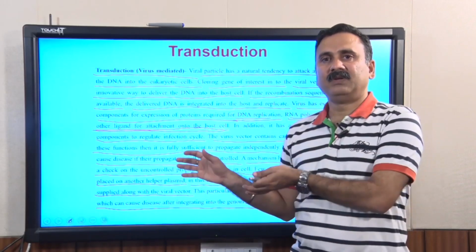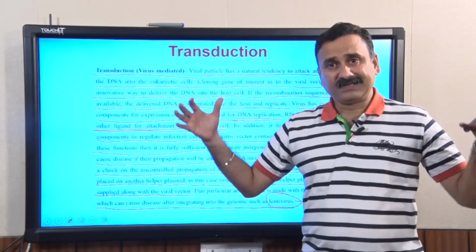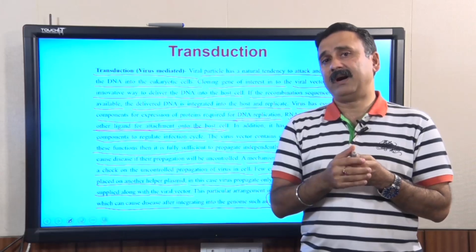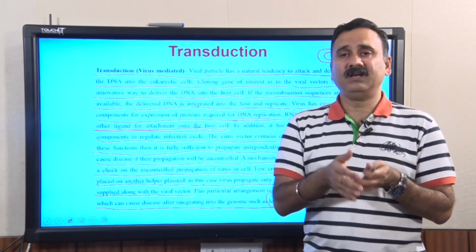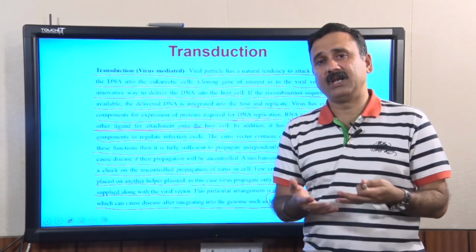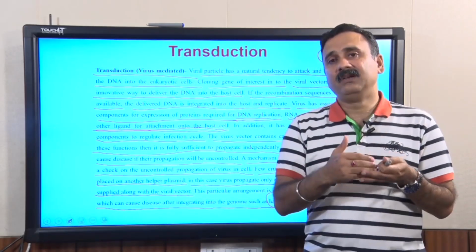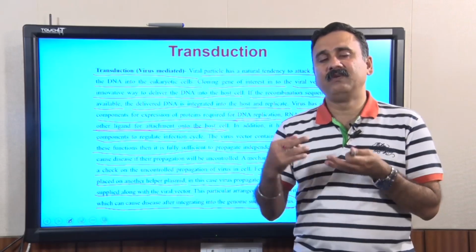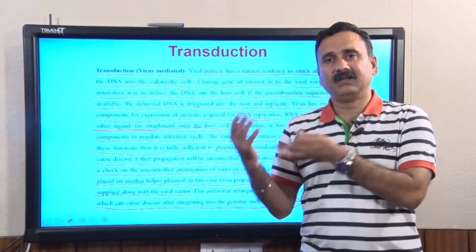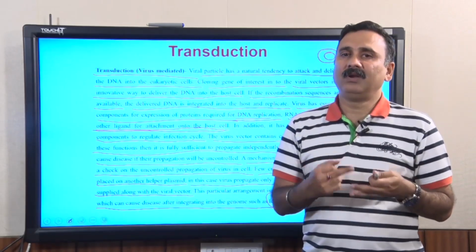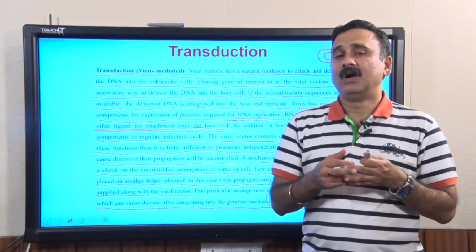If you keep some of the components away, it will still form the virus particles, but those virus particles may not be infectious or self-propagating. They may require those additional components. So in those cases they will still be able to serve the purpose of transfecting the other mammalian cells, but they will not be able to spread the disease on their own.